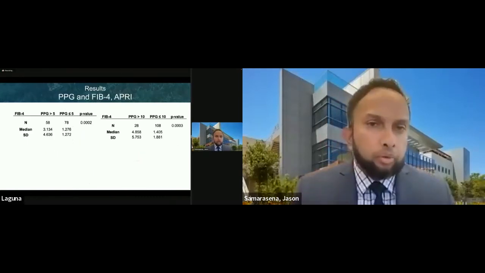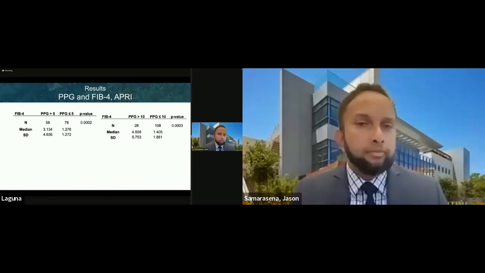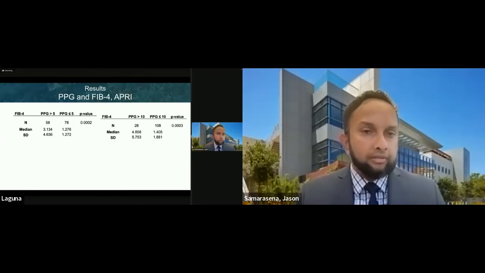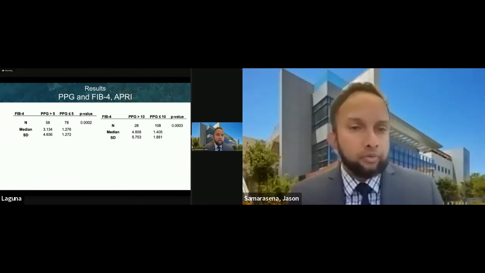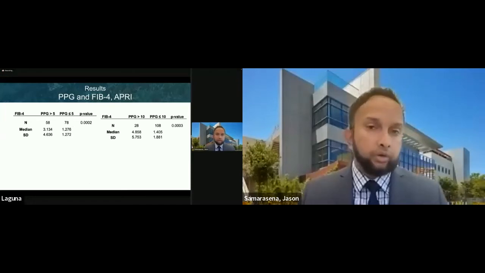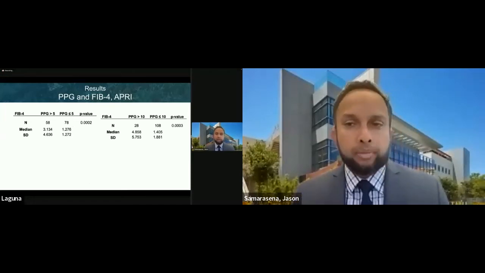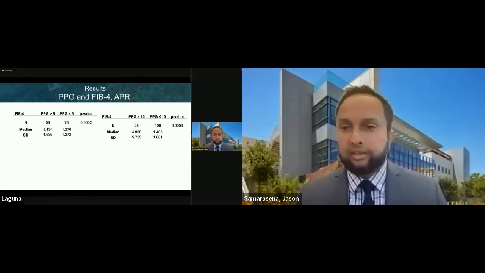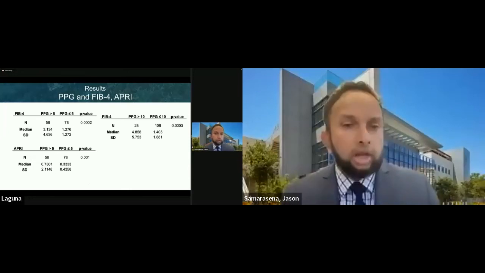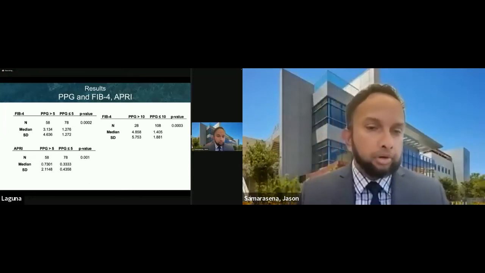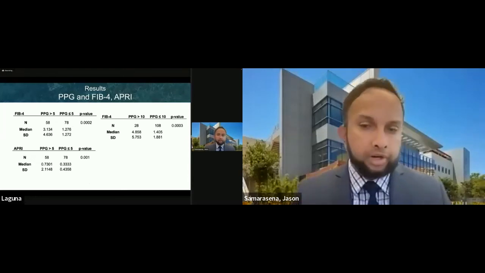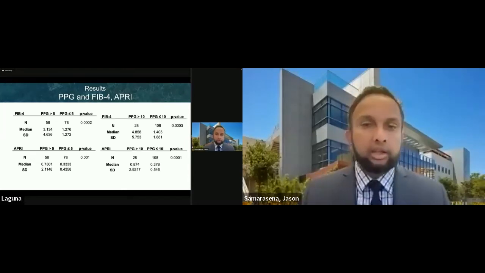When we looked at the portal pressure gradient as compared to the FIB-4, patients with a gradient greater than 5 had a higher FIB-4 score than patients with a gradient less than 5. And the same was true for patients with a gradient greater than 10 and less than 10. The same was true for the APRI score, with a pressure gradient greater than 5 versus less than 5, and the pressure gradient greater than 10 and less than 10.